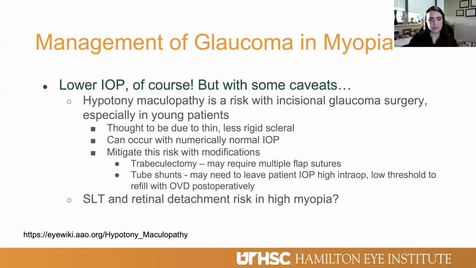In trabeculectomy, this can involve potentially putting in more than your standard number of scleral sutures in that flap. One of my mentors in fellowship detailed for me how one of her myopic young patients, in whom she performed a trabeculectomy, got something like 8 sutures, and the patient still had some hypotony post-operatively. So it's impressive what these patients may require. In tube shunt surgeries, you may need to leave the patient with a higher intraocular pressure than you typically would at the end of your surgery, leaving perhaps more OVD in the eye.